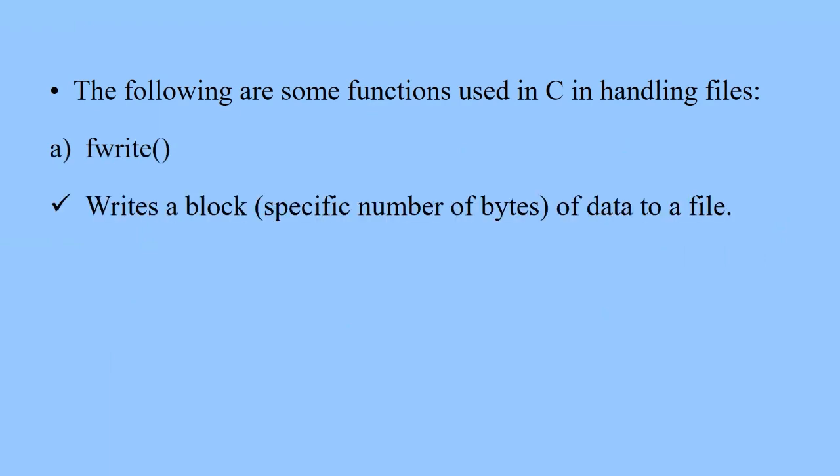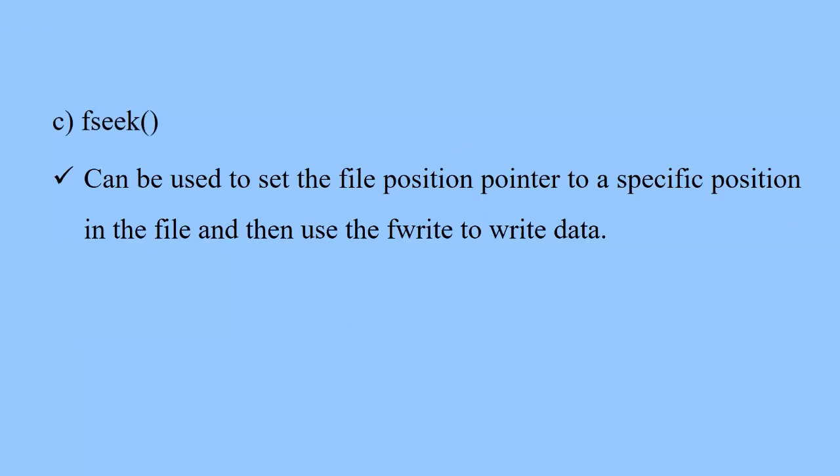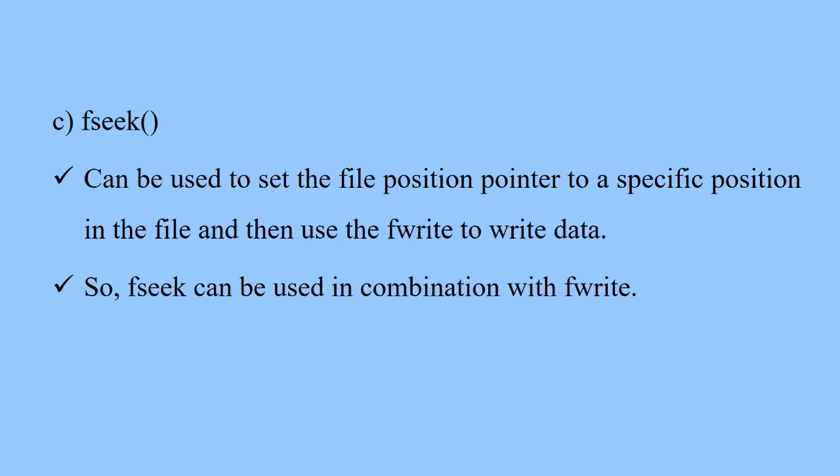fwrite writes a block or specific number of bytes of data to a file. fread is used to read a specified number of bytes from a file to memory. fseek can be used to set the file position pointer to a specific position in the file and then use fwrite to write data. So fseek can be used in combination with fwrite.